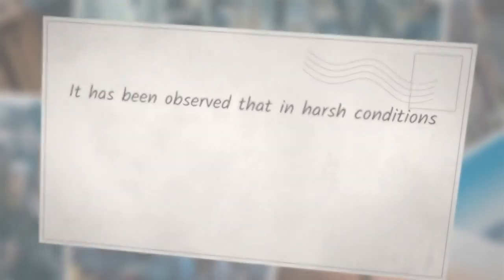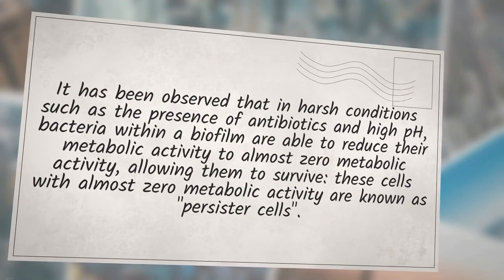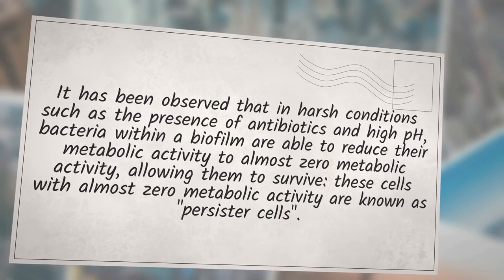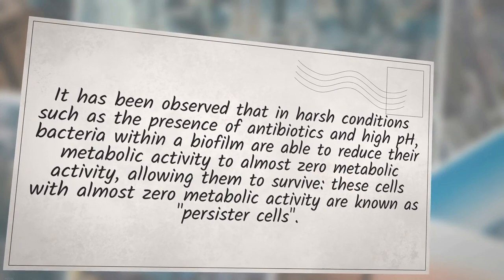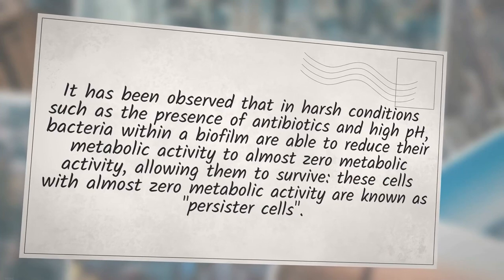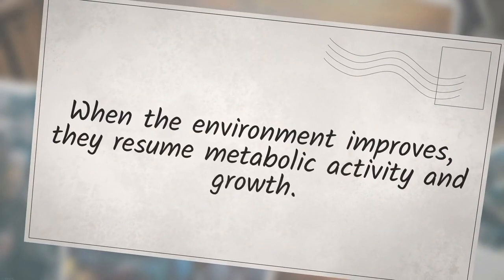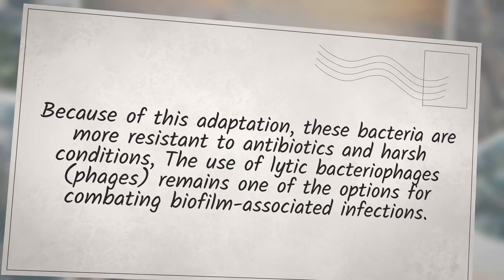It has been observed that in harsh conditions such as the presence of antibiotics and high pH, bacteria within a biofilm are able to reduce their metabolic activity to almost zero, allowing them to survive. These cells with almost zero metabolic activity are known as persister cells. When the environment improves, they resume metabolic activity and growth. Because of this adaptation, these bacteria are more resistant to antibiotics and harsh conditions.